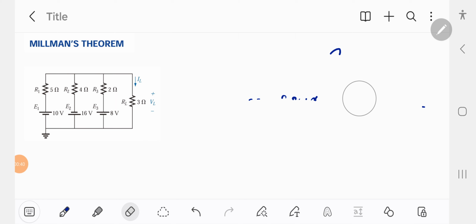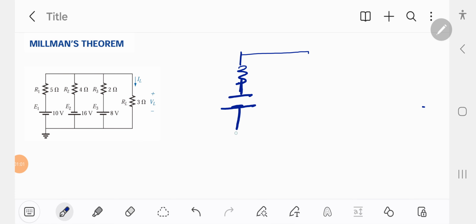Now according to Millman's theorem, we can reduce this circuit into an equivalent voltage source and equivalent resistance. So all these voltage sources can be reduced to a single voltage source. So let's solve this circuit.